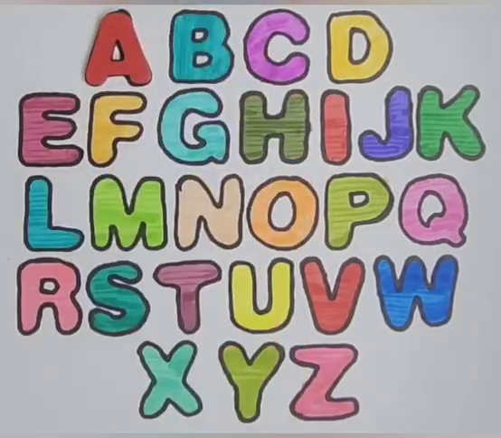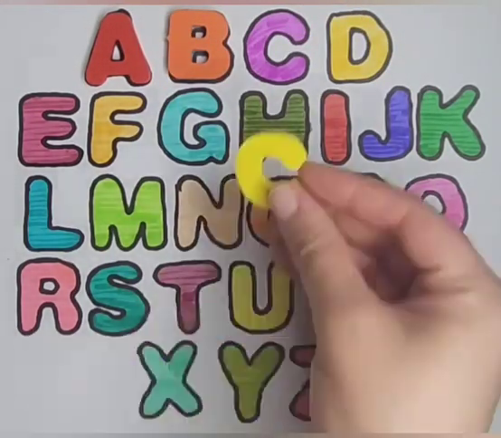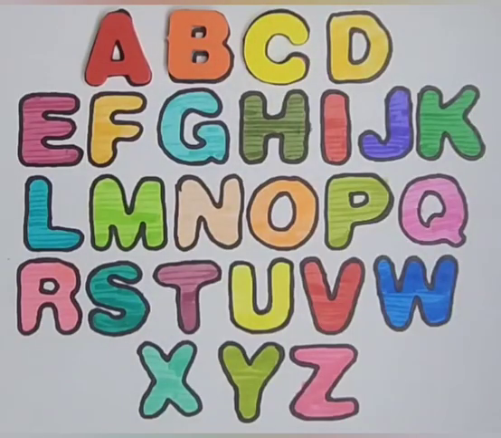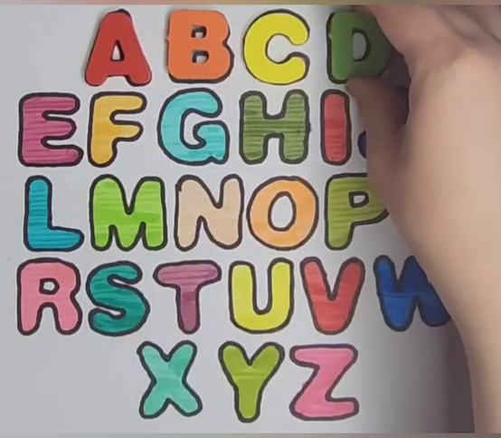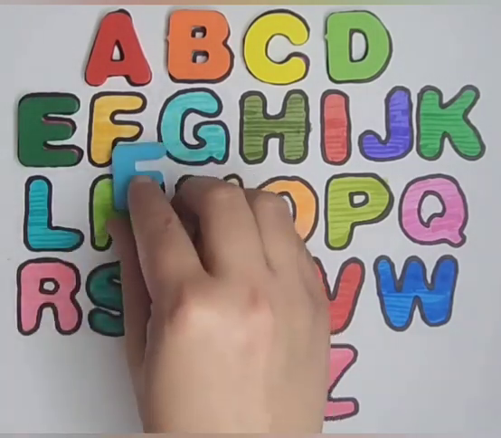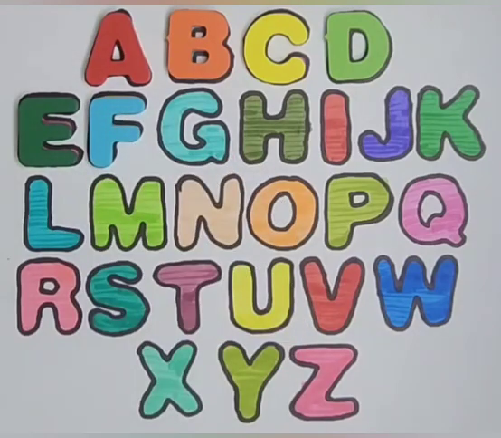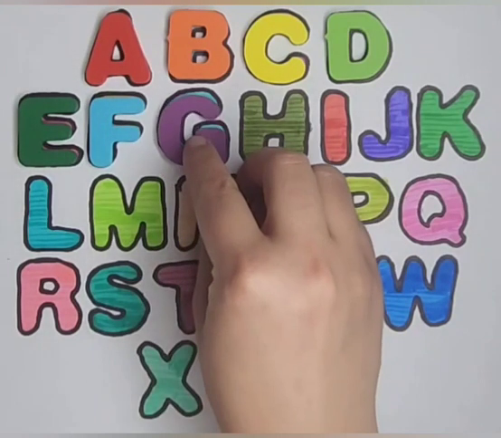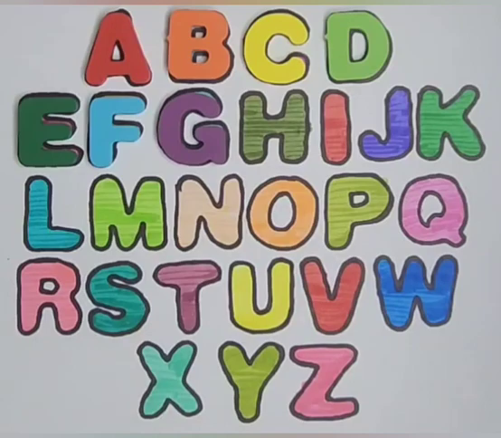A. A is for apple. B. B is for ball. C. C is for cat. D. D is for dog. E. E is for elephant. F. F is for flag. G. G is for gate.